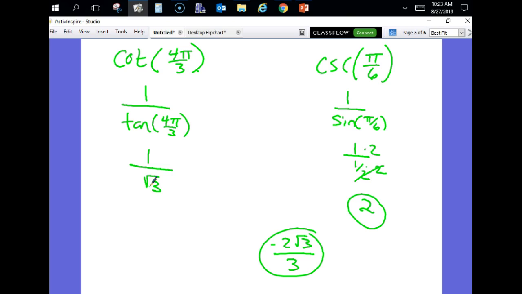For that one, yeah, we don't like radicals on the bottom. So we do what? We can put it on the top as a negative radical. That's true, but we're going to deal with it in another way. Multiply the top and bottom. There's our final answer right there.